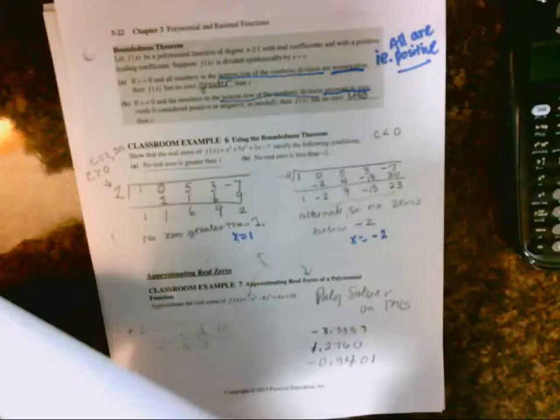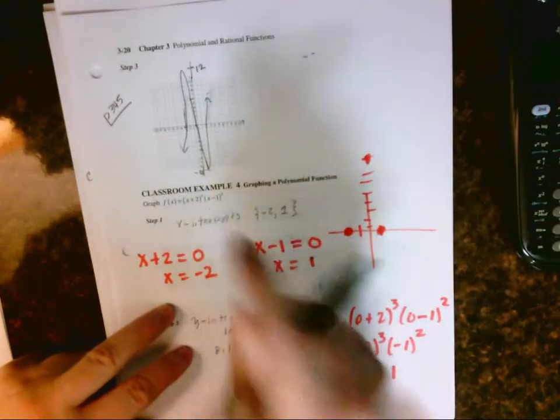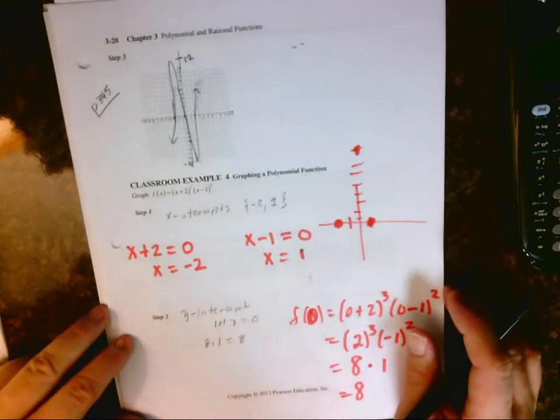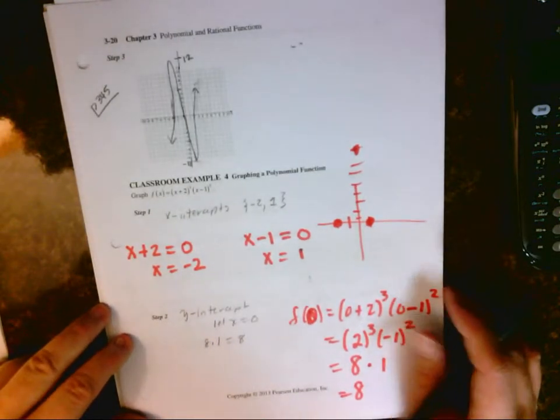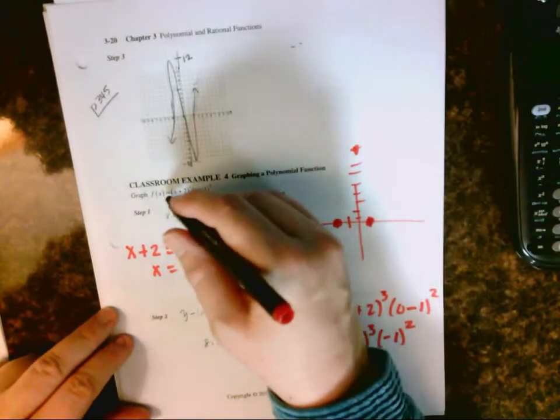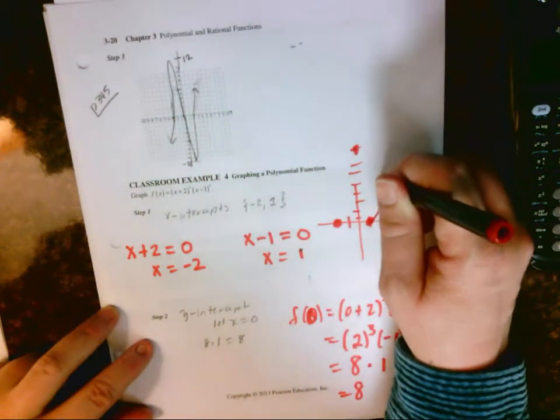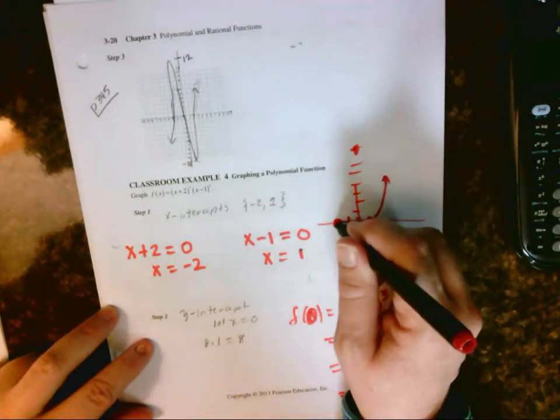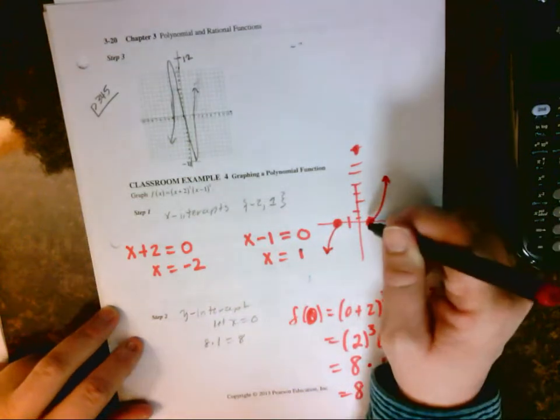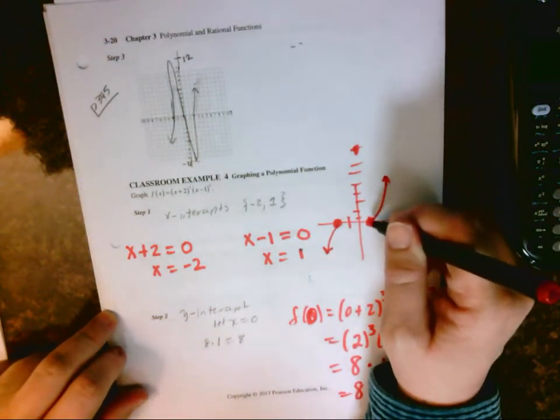Now, if we multiply this out, we know that is an x to the third. Let me double check that, yes. And that's an x to the second. So this is going to have a highest power of x to the fifth. So that tells us, since this is positive, that this end is going to be going up and this end is going to be going down. And now it's our challenge to find out what's going to go through the middle.